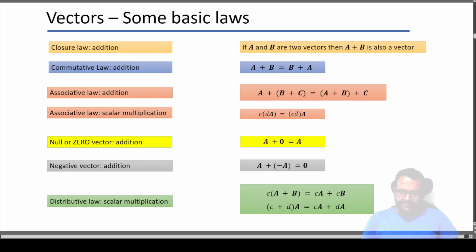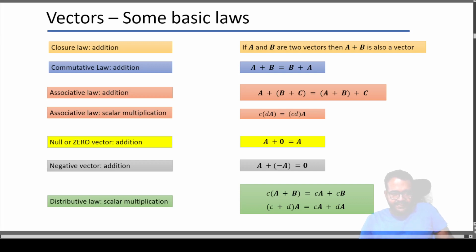Vectors can be negative. If A is a vector, there will always be another vector which is minus A, and A plus minus A will be 0. That means whenever you have a vector, there will be a negative vector. If you have A, you always have a minus A. If you add them, you'll get a null vector or the zero vector.